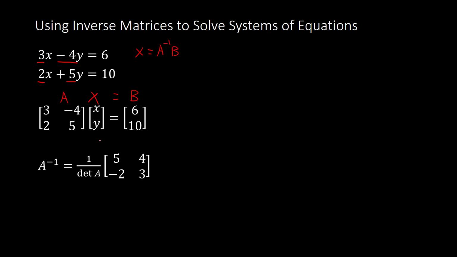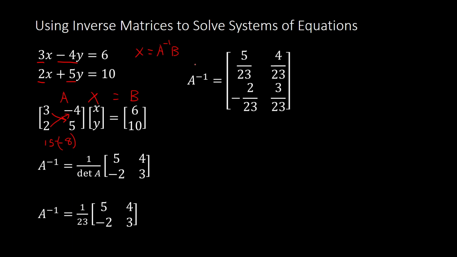So then to find the determinant, we take 3 times 5 to get 15, and then 2 times -4 to get -8. So now I have 15, and then I subtract the -8. So 15 minus -8 would give you a +23. So then I multiply 1/23 times this matrix to now get 5/23, 4/23, -2/23, and 3/23.